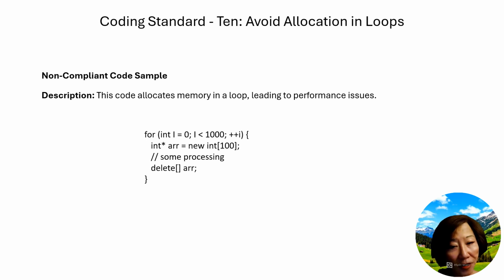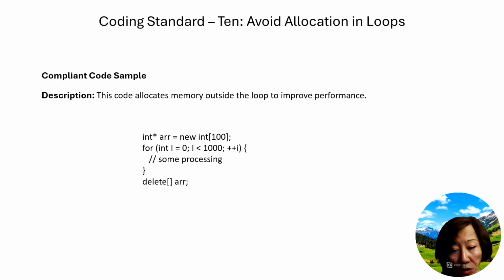Last one is to avoid allocation in loops. Now look at this non-compliant version. This code allocates memory in a loop, leading to performance issues. Within the for loop, you are allocating an integer array of 1,000 instances. You do some processing with it and you delete this. And you do this 100 instances, and you do this 1,000 times. This is going to slow down your program considerably.